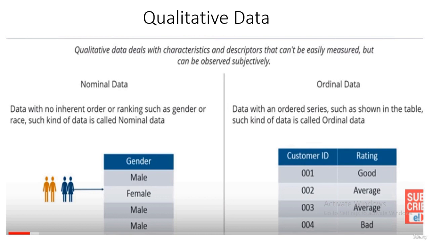Okay, the other one, ordinal data with an ordered series, such as shown in the table, which you can see at the bottom right. Such kind of data is called ordinal data. For example, customers go to a hotel or restaurant or go for any product and services. So when their feedback is taken, it can be good, average, bad, excellent. That means this data with an ordered series is called ordinal data.